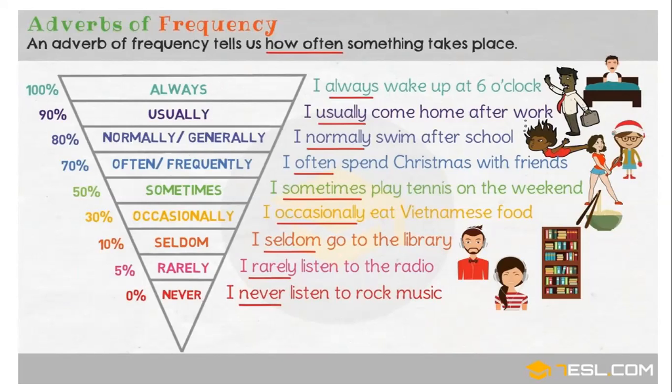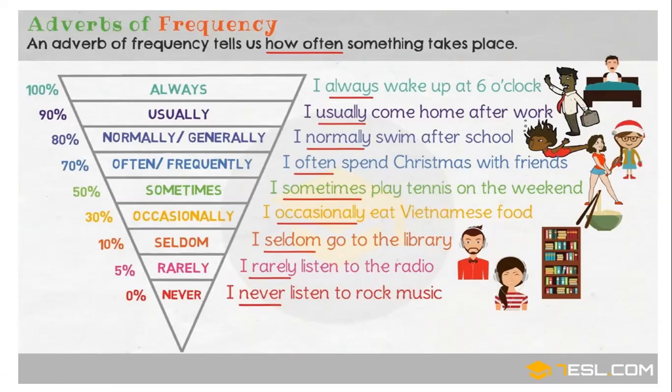90% of possibilities that something happens or occurs is when I use usually, right? The frequency adverb usually. I say, I usually come home after work. It means that it's very frequent, and the other 10% is seldom that I go to another place, because I usually come home after work. 80%. I normally swim after school. It means that it's a very frequent activity that it's normal for me to swim after school.